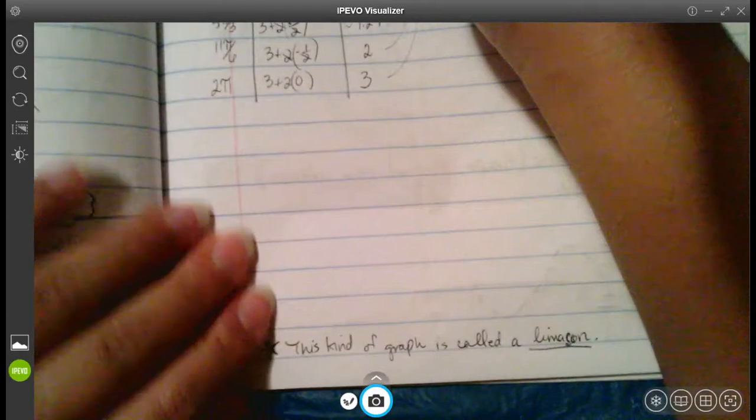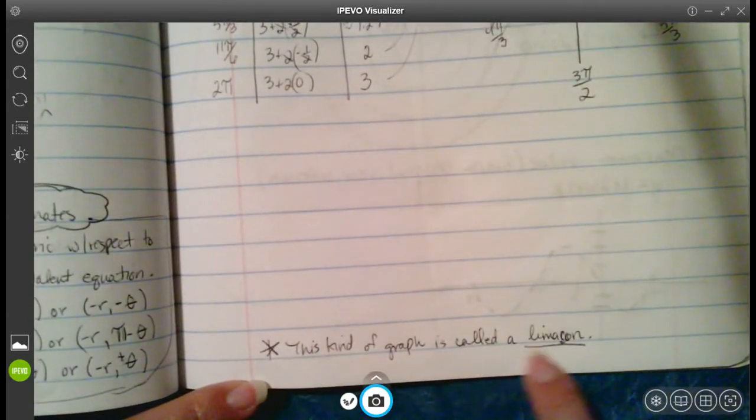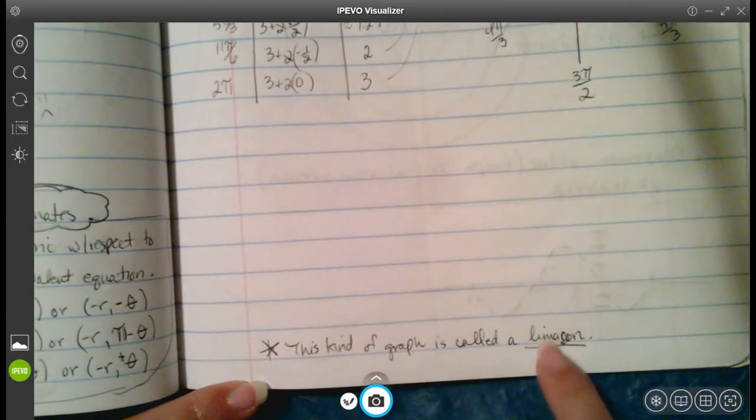I did put a note down here about what I'm talking about. It's called a limaçon, or lima cone. I'm not really sure how to pronounce it, but there you go.